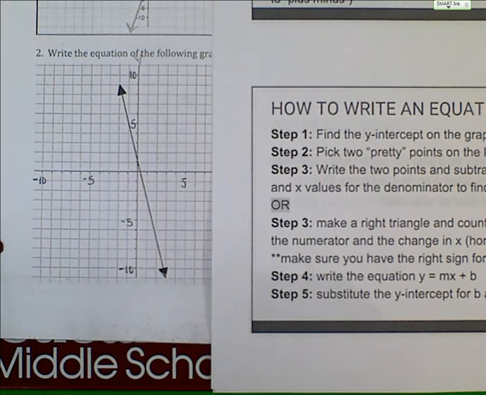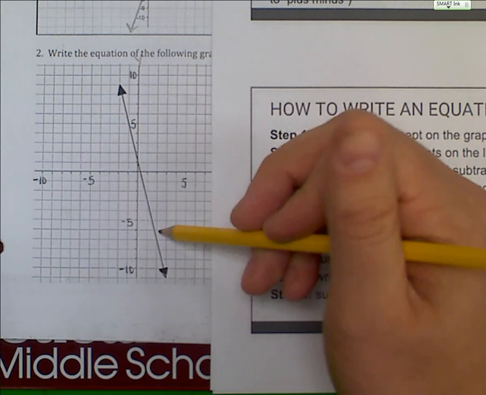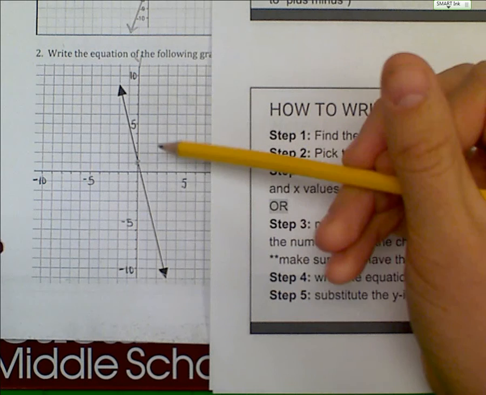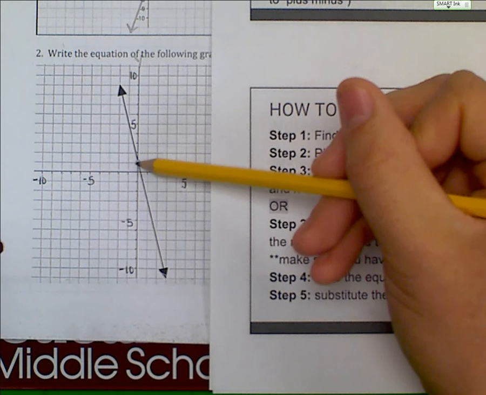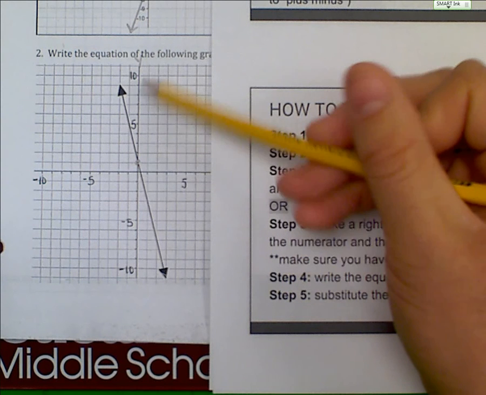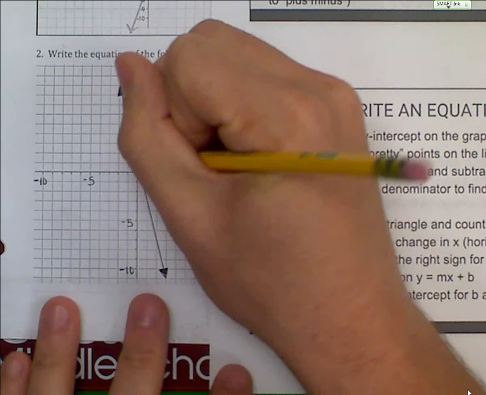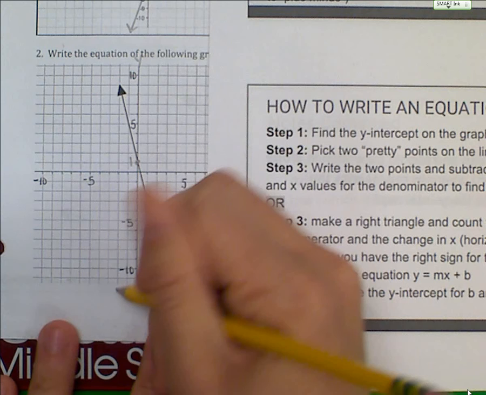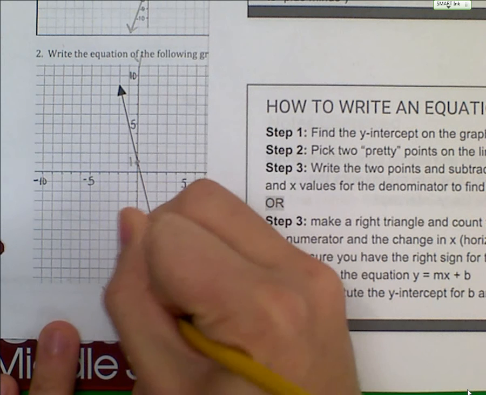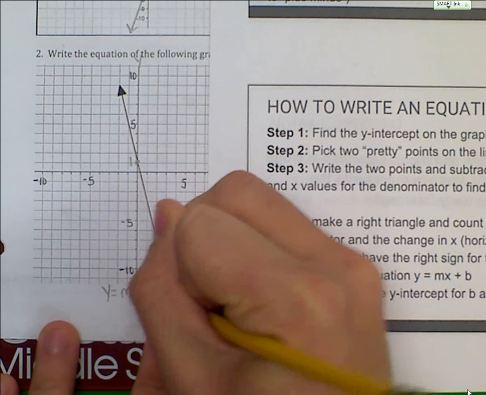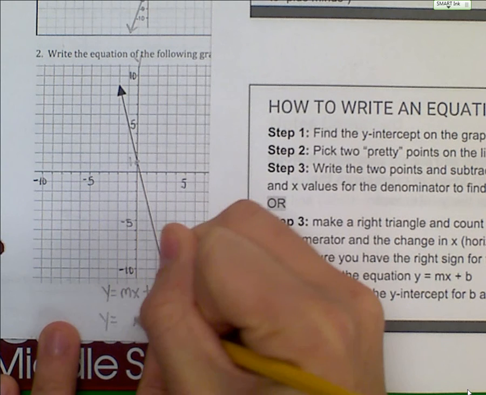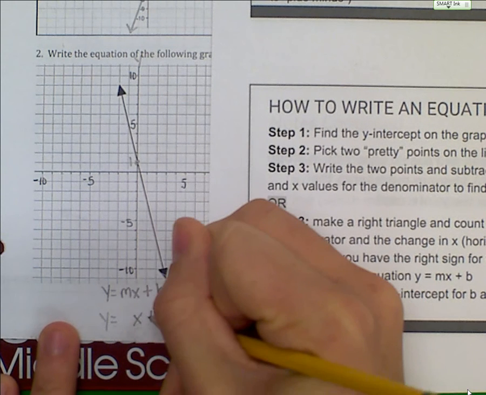So I see that the line here hits right here, which tells me it hits at 1, 2, 3, 4, 5. Yeah, counting by ones here. So this is a y value of 1. Which means if I'm starting to write my equation, I know that the y-intercept is going to be 1.